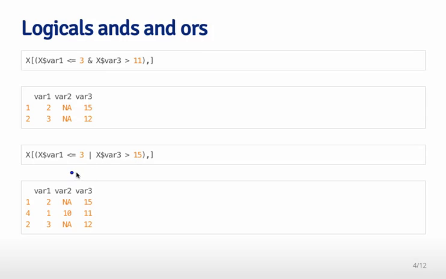I can also use an OR, so I can try to find the rows where variable 1 is less than or equal to 3, or, using this pipe command here, variable 3 is greater than 15. The result is this data frame here, where one or the other of those two conditions is met.